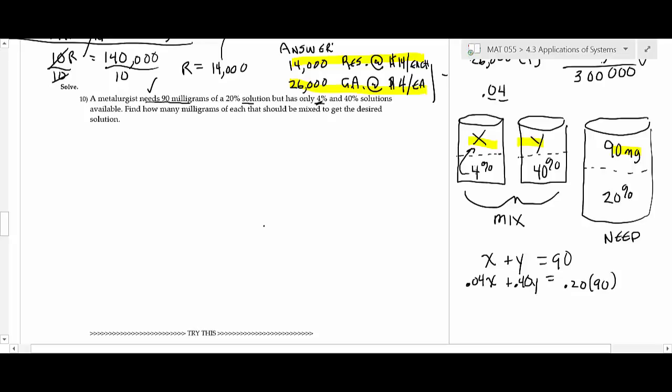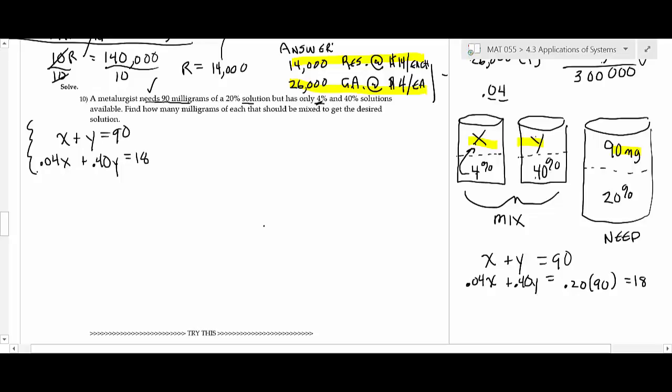So all you're doing is 4% of X, 40% of Y, adding it together and seeing if it's 20% of 90 like that. And then you would probably want to go ahead and crunch that out. If you do 20% of 90, you're going to get 18. So your system of equations is going to be X plus Y equals 90, and the second equation is going to be 0.04X plus 0.40Y is equal to 18. If you can solve that system of equations, then you'll have the correct answer to the problem.